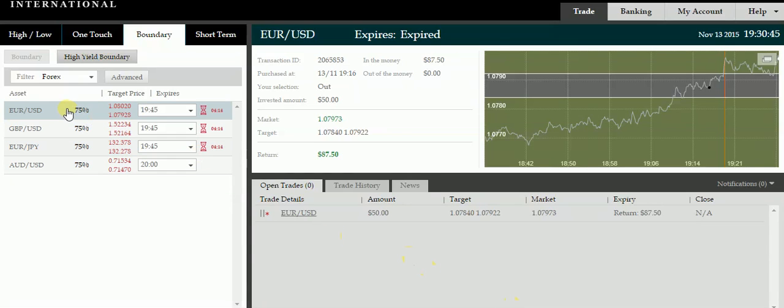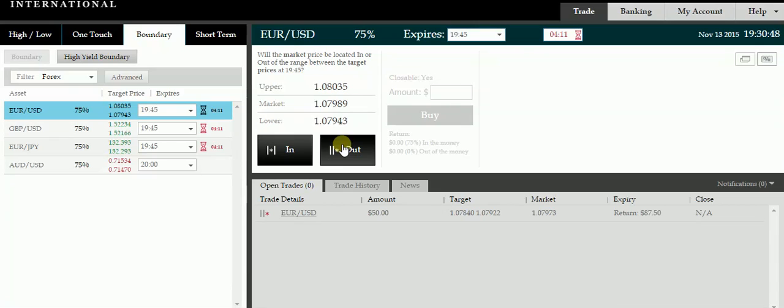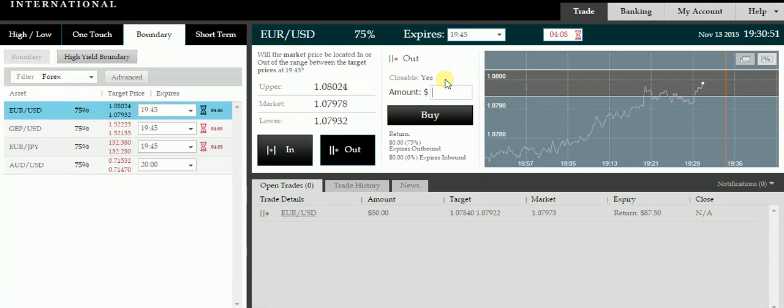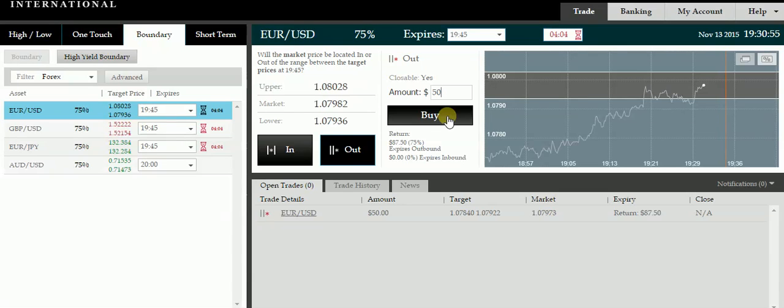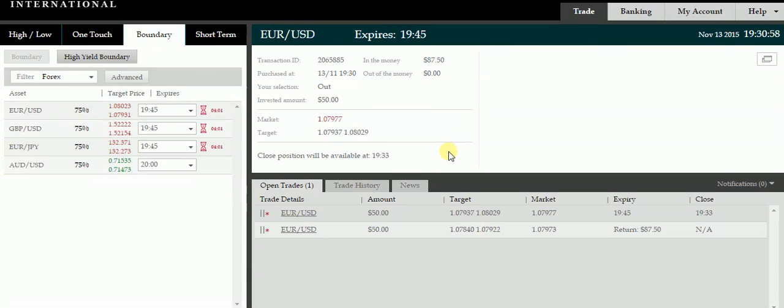We do have an expiry of 7:45, which is available. So enter our investment amount of $50, seeking a 75% return. We just enter.